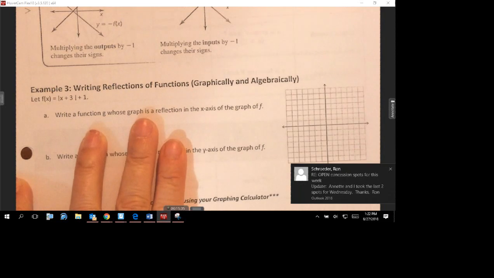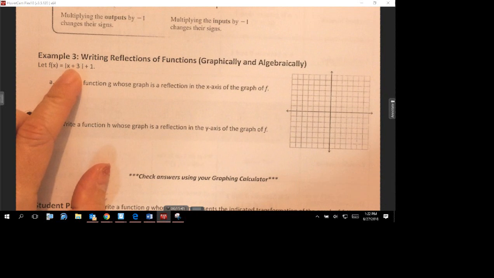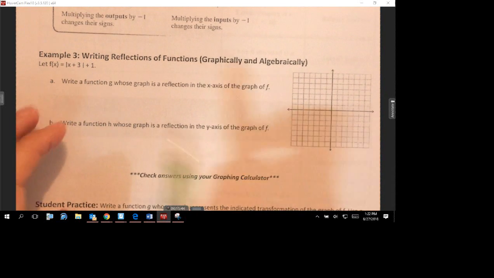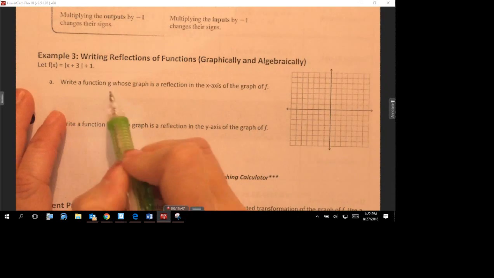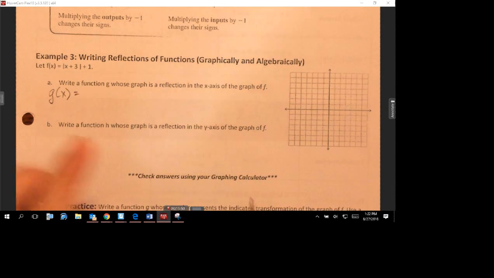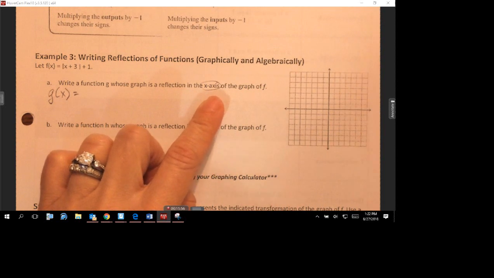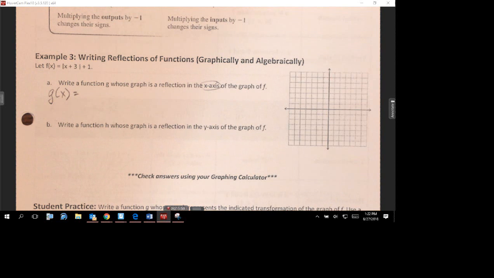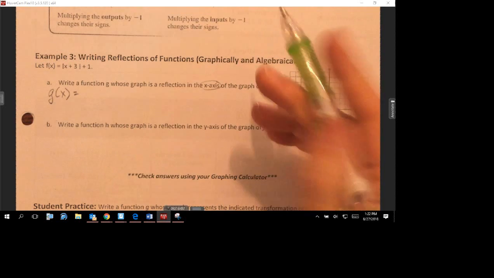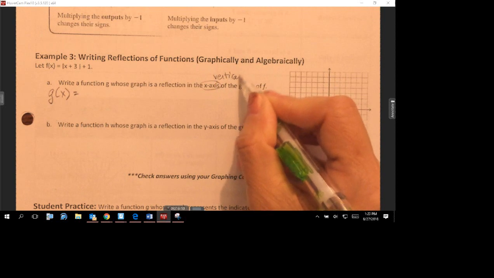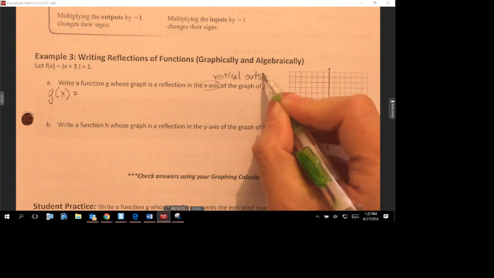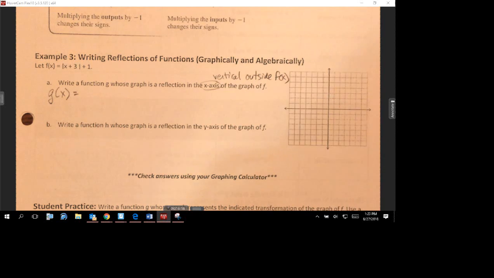So what we're going to do is our new f equation is absolute value x plus 3 plus 1. That's the f equation. We're going to write a function g whose graph is a reflection in the x-axis of the graph of f. What's it mean if it's in the x-axis? And if you don't remember, you pull out your x-axis, you go, what direction am I reflecting? Vertical. So that means we're going to be on the outside of the function.